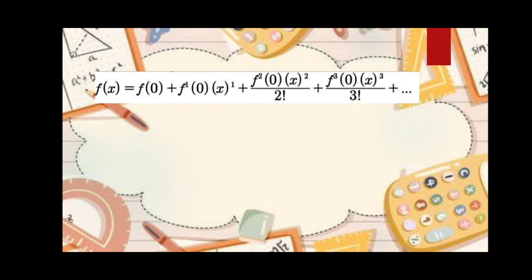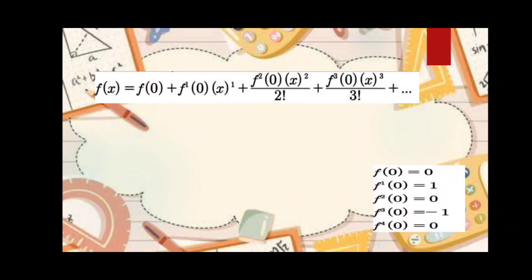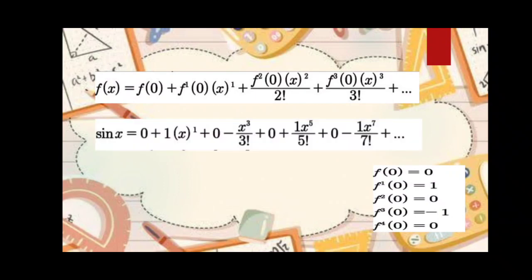So f of x is equal to f of 0 plus f prime of 0 times x raised to 1, plus f double prime of 0 times x squared over 2 factorial, plus f triple prime of 0 times x cubed over 3 factorial and so on. So f of 0 is equal to 0, f prime is 1, and f double prime is equal to 0, f triple prime is equal to negative 1, and the fourth derivative is equal to 0.